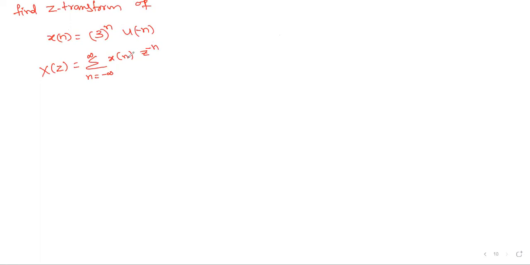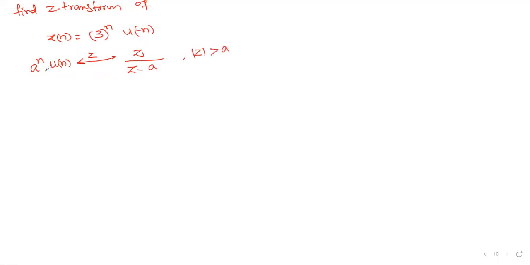What I will suggest you, please see that question carefully. In the formula they gave a power n u of n, but here a power n u of minus n is given. So you need to be very careful. That means you need to apply the time reversal property. What is the time reversal property? First you write the standard signal a power n u of n. Z transform will be z by z minus a, where mod z is greater than a.